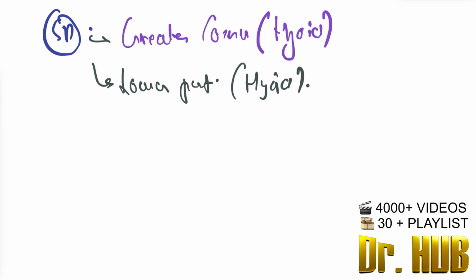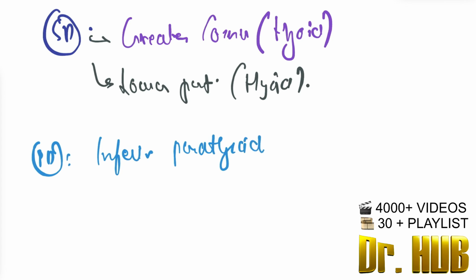Next, let's look at the pouch derivatives. The pouch derivatives include the inferior parathyroids as well as the thymus.